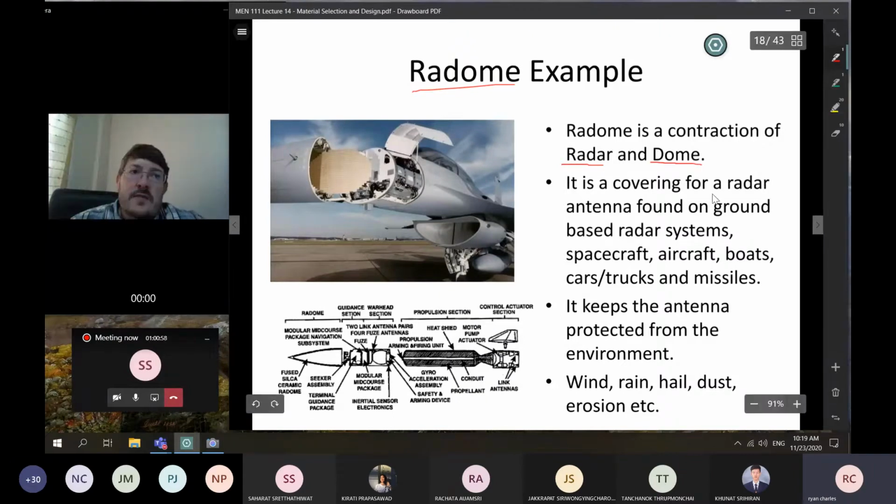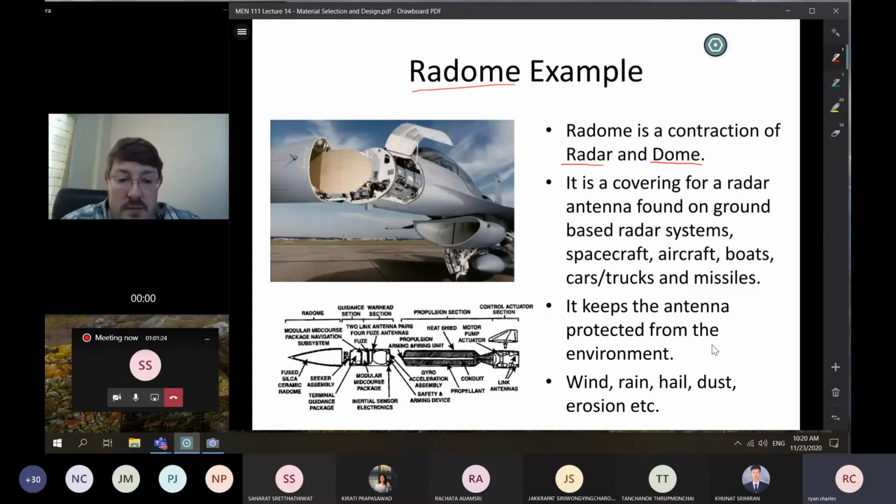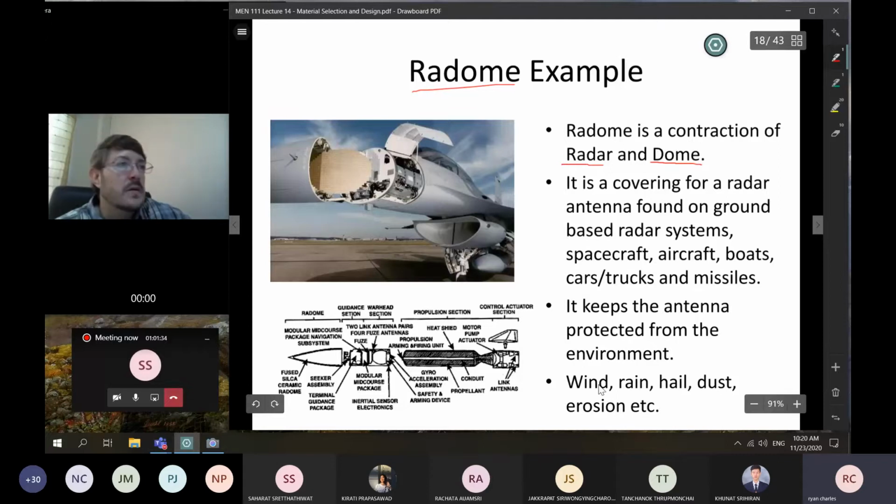It's a covering for a radar antenna, right? Found on ground-based radar systems, in spacecraft, in aircraft, in boats, in cars and trucks, and missiles. Its job is to keep the antenna protected from the environment. So there's this radar antenna, and it's pointing out, it's outside, and we want to protect it from things like wind or rain or hail or dust or erosion or birds or who knows what.